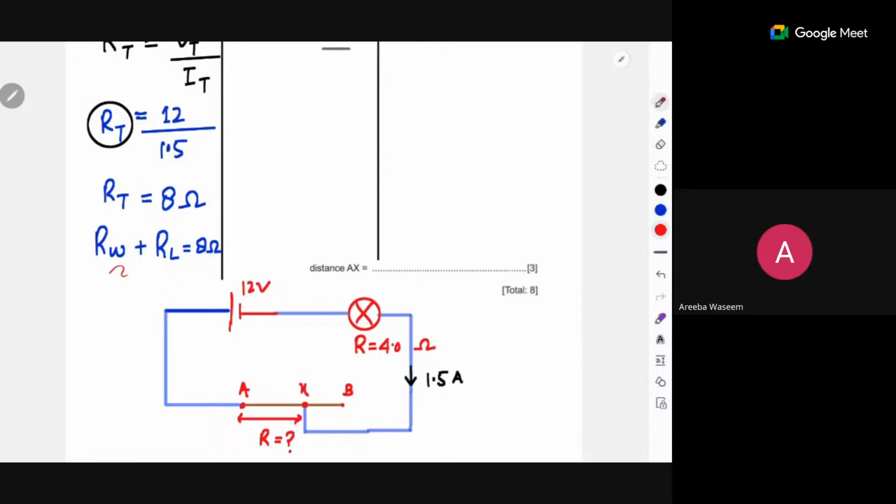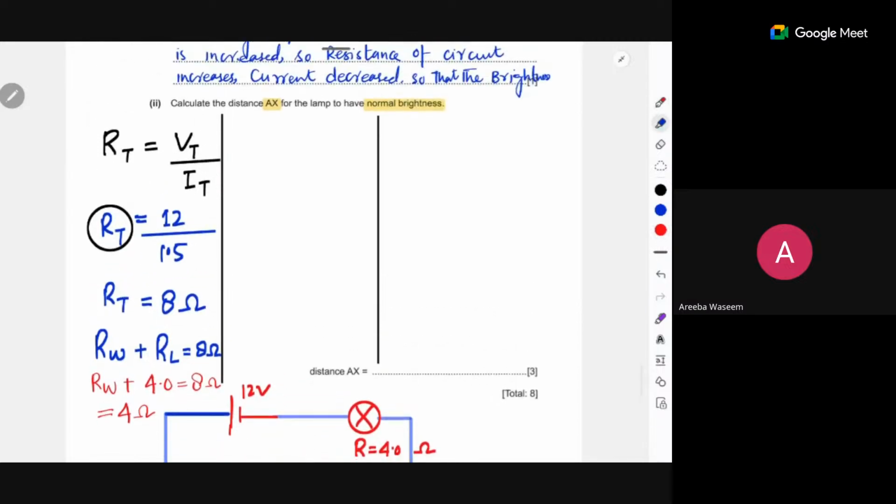Okay, let me write it this way. Resistance of the wire is unknown, plus resistance of the lamp was 4.0 ohm, and that means what will be the resistance of the wire? 4 ohm. Am I right? Is it clear to everyone?